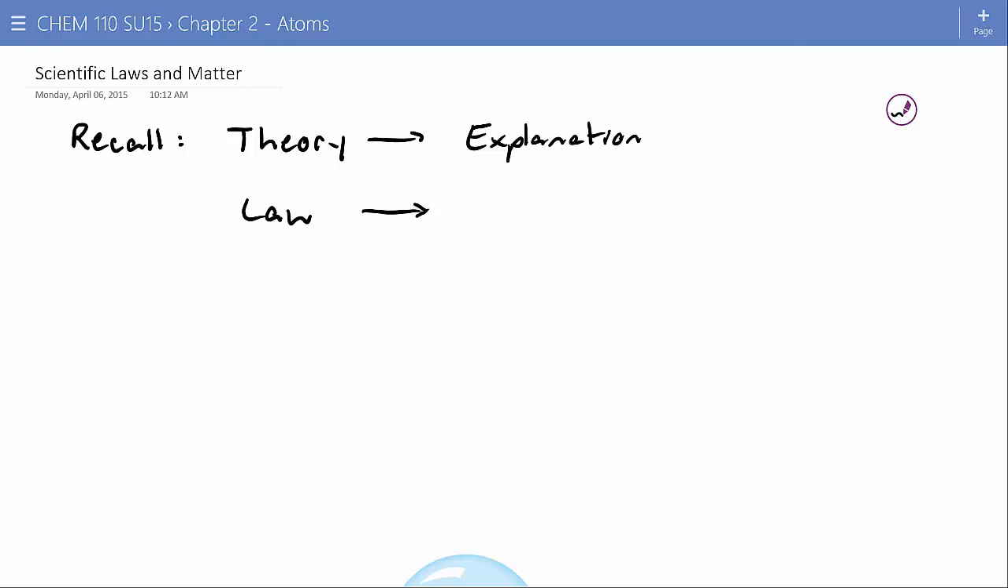What about a law? Does a law explain how something works? Not really. It's more just a summary of information, right? So it's different than an explanation. It doesn't explain the nitty-gritty of why it happens. It just explains what happens. So in this case, I describe a law as a summary, but not an explanation.